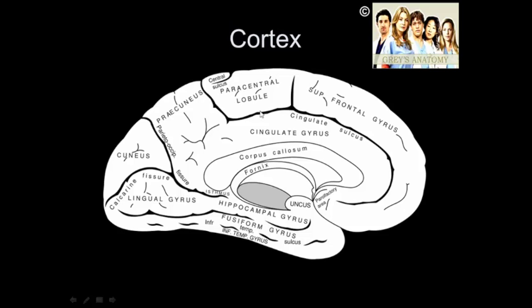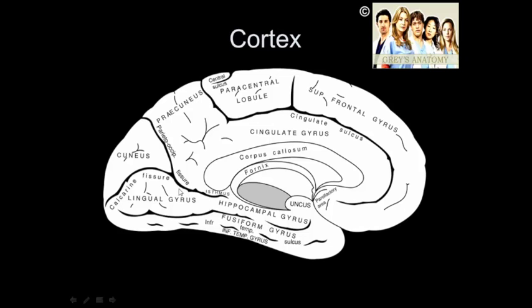So I showed you the paracentral lobule. This is the central sulcus. Just behind it is the precuneus. Okay, and the precuneus is the part of the brain that is separated, again, by this marginal branch of the cingulate sulcus and the parieto-occipital fissure.